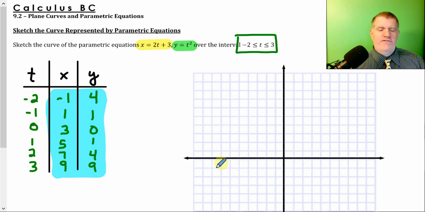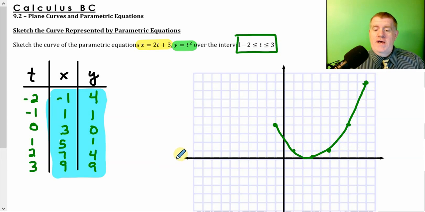So if I graph -1, 4, 1, 1, graph 3, 0, graph 5, 1, and graph 7, 4, and 9, 9 way up here. So this shape, it may look like a parabola to you.